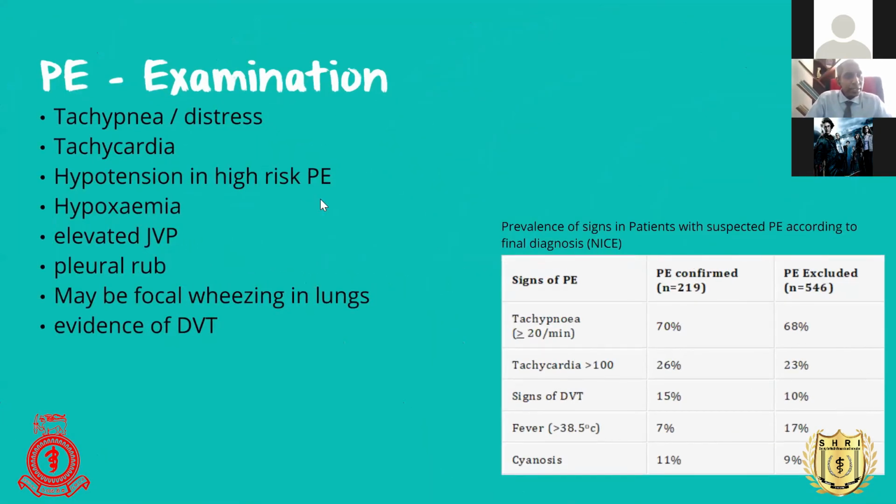And on examination, they are tachypneic. They can be tachycardic. They can be hypotensive if they have high risk or massive pulmonary embolism. They can be hypoxemic, and JVP can be elevated if it's a big emboli. Pleural rub, if you are lucky enough to hear that in the busy emergency department. And there can be some focal wheezing, and there can be some evidence of DVT as well.